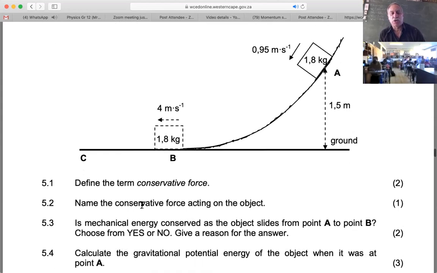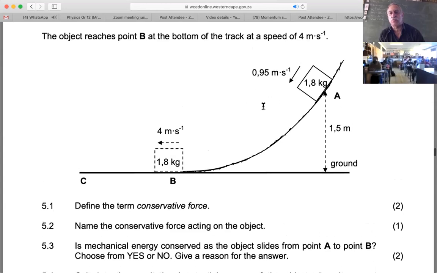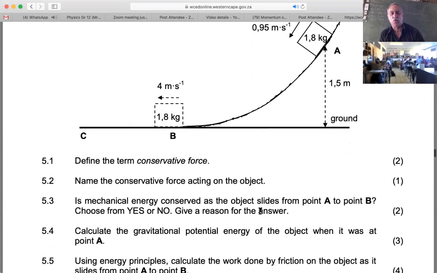Okay, name the conservative force acting on the object. What force is acting on this object? Would it be electrostatic? What would it be? Friction? Is friction a conservative force? Hands up. Would it be gravity acting on that? Hands up. Okay, so it's gravity. There's your conservative force. Gravity is pulling it down. So: force of gravity, or weight.